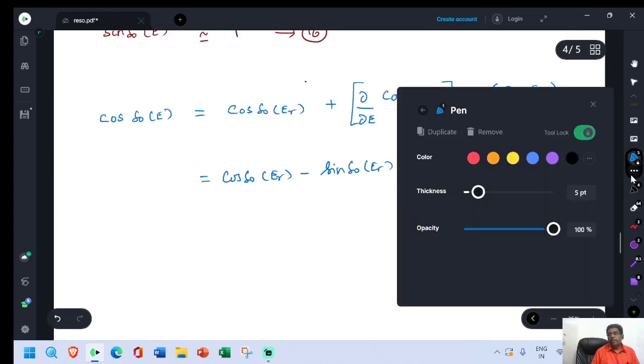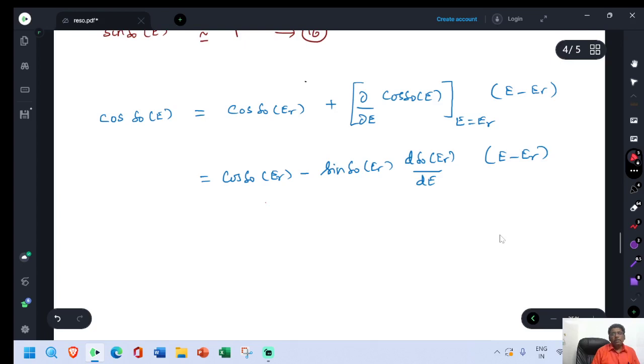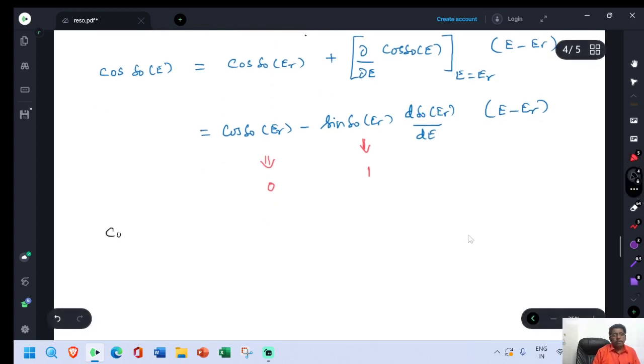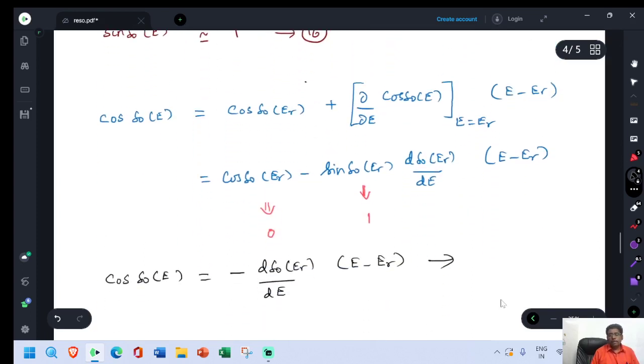Now we know the values. cos δ0(E_R) is 0, and sin δ0(E_R) is 1. So this is modified as cos δ0(E) equal to minus dδ0(E_R)/dE into (E minus E_R). Say this is equation 17.